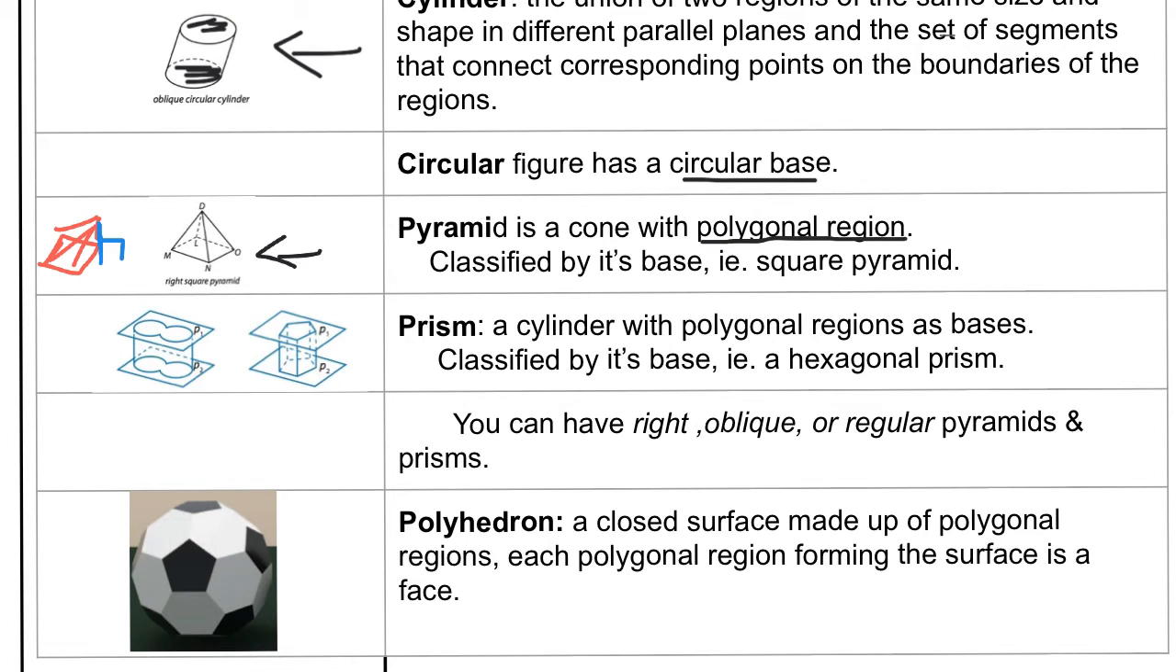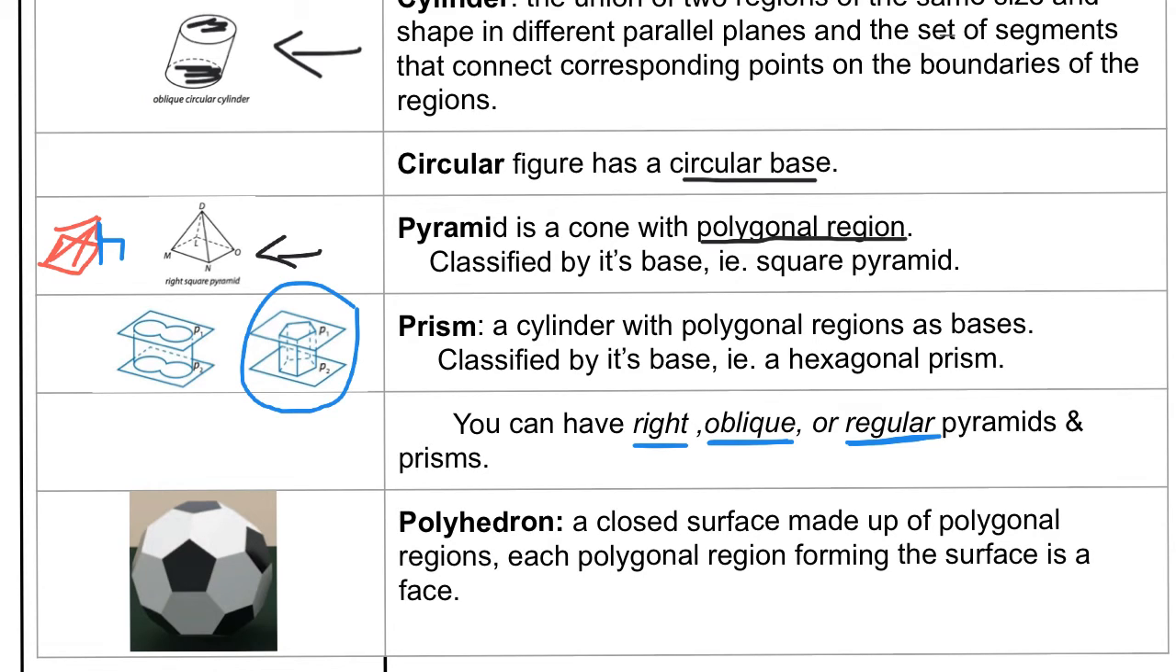A prism is any cylinder. So a prism is a cylinder, but prisms have polygonal regions as bases. Like over here, this one right here looks like a pentagon. That would be a pentagonal prism. There's a pentagon on plane 1, there's a pentagon on plane 2, and we are connecting the vertices of those two to make it a prism. You can have a right, which is what we talked about earlier, oblique, which means it's slanted, or regular, regular meaning all the same size and shape, pyramids and prisms.